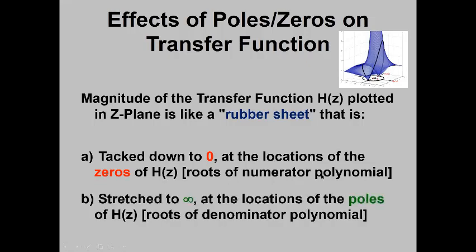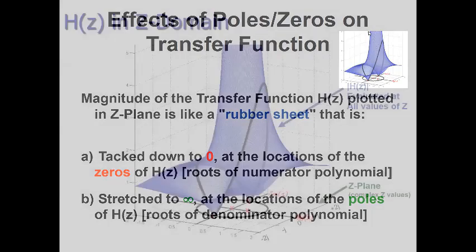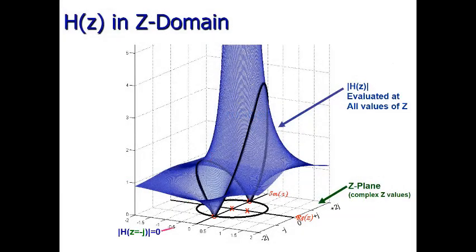And for the poles, H(z)'s magnitude wants to go off to infinity. So we would want to see above those points what we see here, where the contour is stretched off to the ceiling. So again, anywhere we had zeros, we should have the rubber sheet tacked down to the z-plane. Anywhere we have poles, we want to push that rubber sheet up to infinity, and then let the rubber sheet take its contour wherever it wants to go from there.